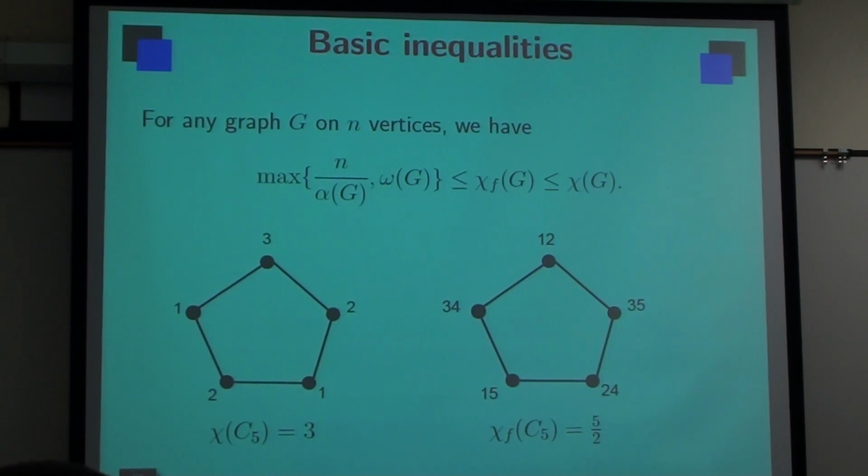Okay, so in this example, C5, we showed you that 5 is the chromatic number. Now, if you look at it, the independence number is 2, and this inequality says at least 5 over 2, right? And these two bounds give you that the fractional chromatic number of C5 is 2.5.